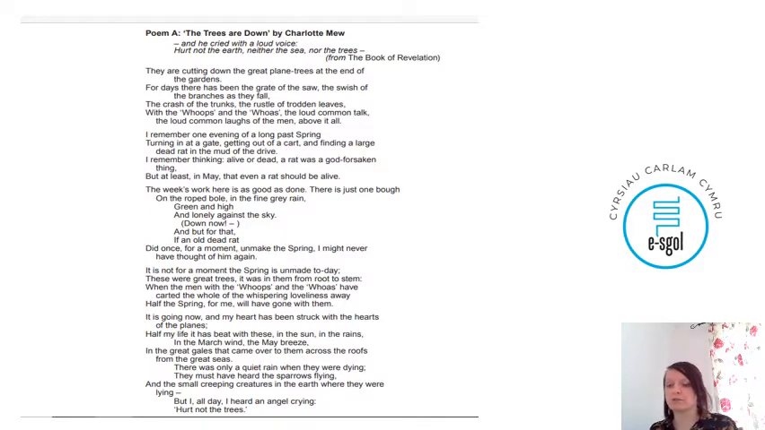Okay, so Charlotte Mew wrote The Trees Are Down in the 1920s after watching workers saw down trees in London's Euston Square Gardens. So the speaker quite poignantly narrates. Okay, and the poignancy is really important because it's the tone in which she says it. There's this real sense of regret and remorse at what's happened to these trees.